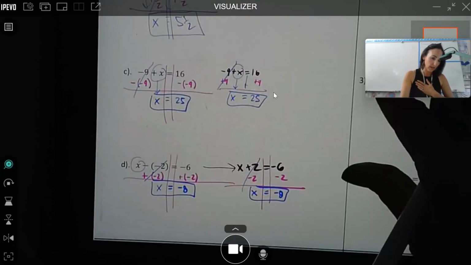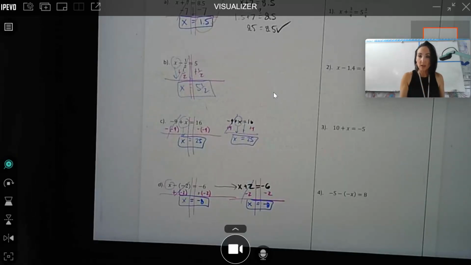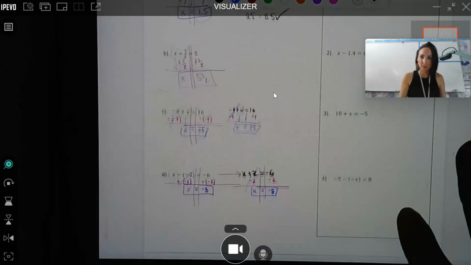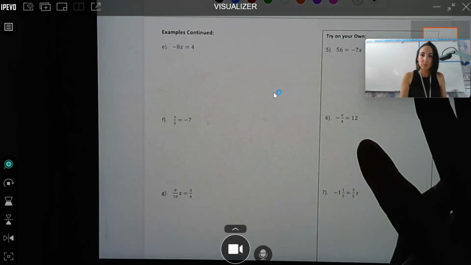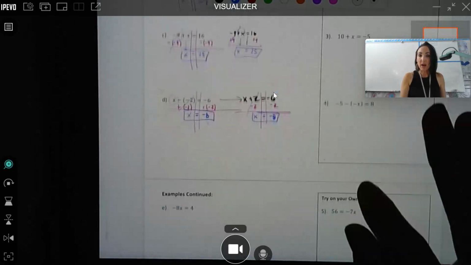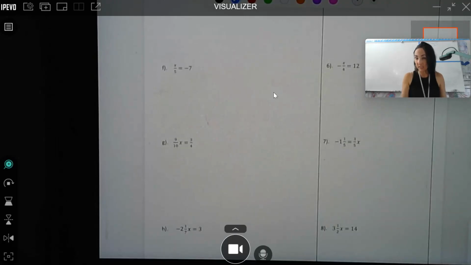Okay, so you try these 4 before we move on. On the front, we were just adding and subtracting. These back ones are going to be multiplication and division, and we got some fractions in here.